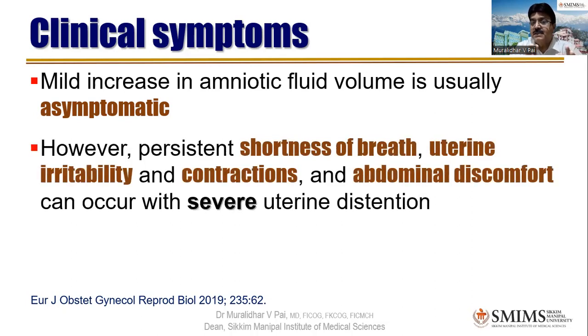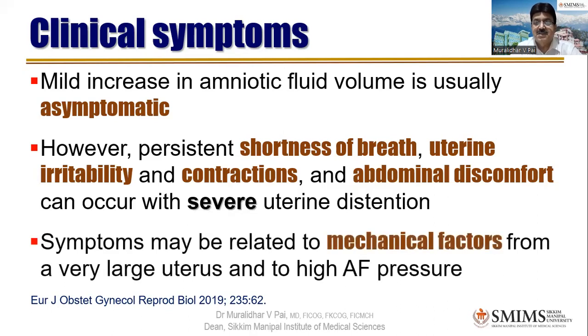However, persistent shortness of breath and uterine irritability with contraction and abdominal discomfort can occur with severe uterine distension. This is a known fact, Starling's law. When there's a stretch, there will be a contraction, right? So if there's an excessive abdominal stretch or the uterine fundal height increases, compressing on the diaphragm, there will be shortness of breath and uterine irritability and contraction.